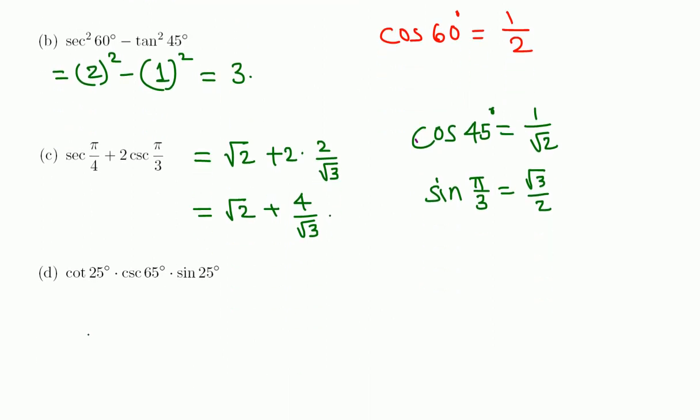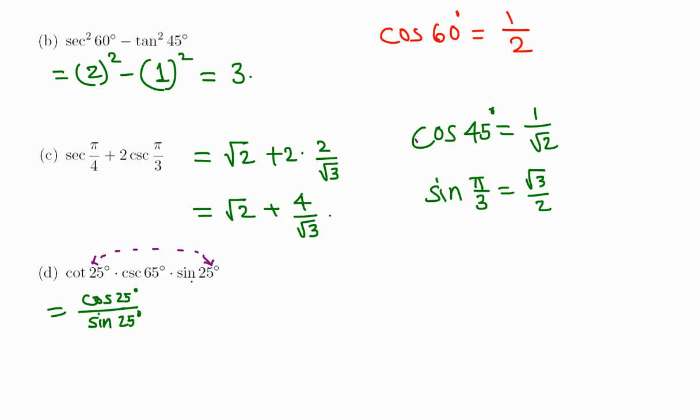And the last question is cotangent, cosecant, sine. Cotangent 25, sine 25. So we need some relationship between cotangent and sine, because 25, 25. By the way, cotangent is reciprocal of tangent. Cotangent is 1 over tangent, but there is no tangent, so that does not help. At the same time, cotangent is the ratio of cosine and sine. So cotangent is cosine over sine.